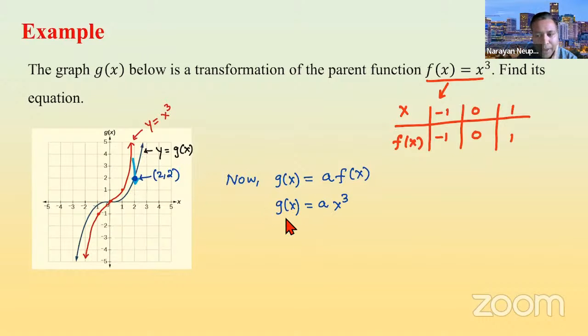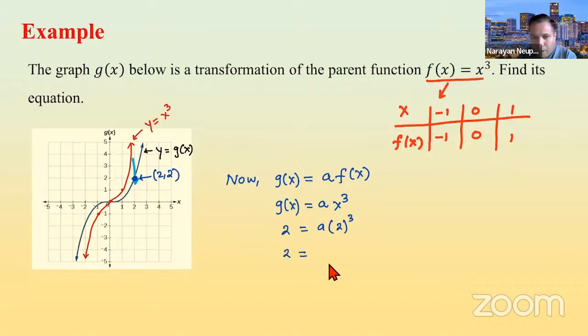That means the value of g of x is 2 when x is also 2. Y value is also 2 and x value is also 2. If we plug that in, we'll be able to find the value of a. Okay, so let's solve this equation and find the value of a.